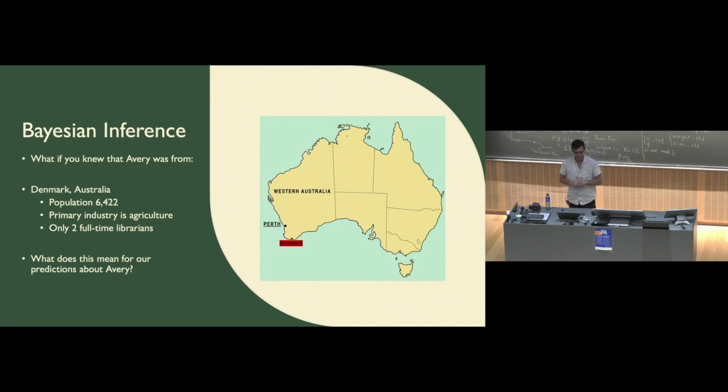That's a real place. That's where my dad grew up. Not a farmer. We don't include that in the prior, though. So Denmark is a small country town about 5 or 6 hours drive south from Perth, my hometown.